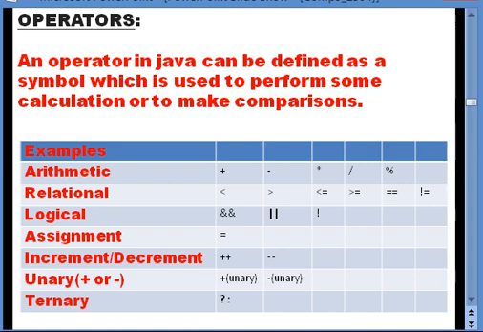Okay, moving on to the next category, that is assignment operator. So if you see on the screen, it is equal to sign. Now this operator is used to assign a value to a variable. That means to give a value to a variable. Moving ahead with increment or decrement operator, it is represented by a double plus or double minus. It increases the value by 1 or decreases the value by 1.